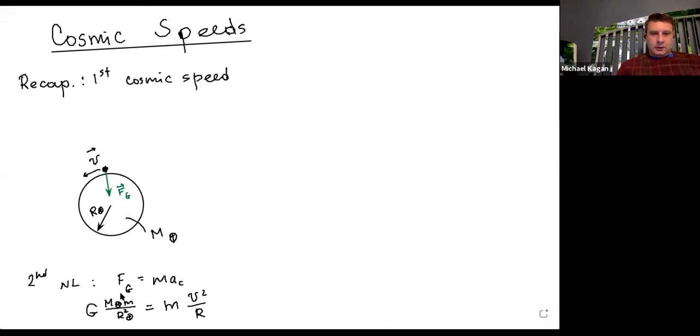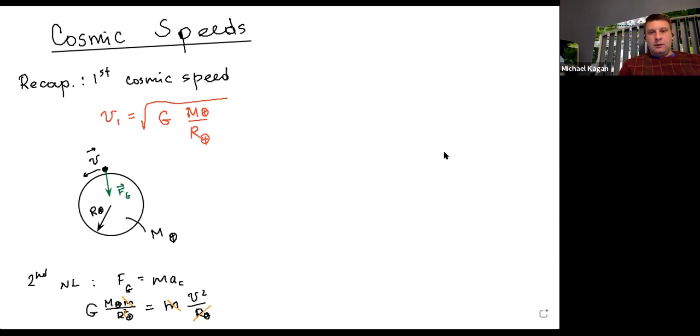Now it's pretty straightforward. We cancel one factor of radius and obtain something that I'm going to put here: v1 equals the square root of G M Earth over r Earth. Okay.